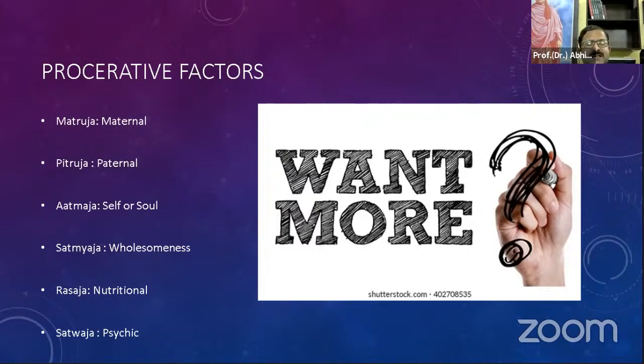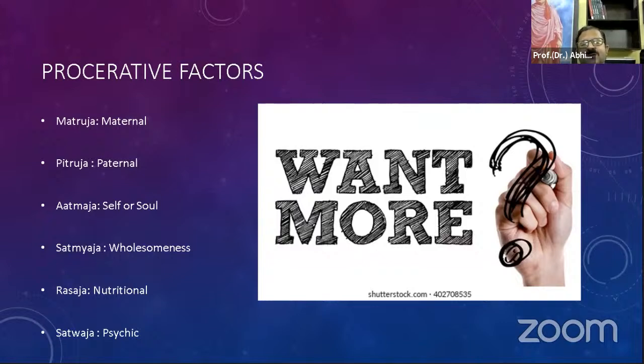After finishing the most essential factors, we will go to the procreative factors, because some other things are also required for proper embryogenesis. Our acharyas have mentioned it under the heading called Shadabhav, the Garbha Vruddhikara Shadabhav. Students often get confused between Garbhotpadak Bhav and Garbha Vruddhikar Bhav. They are totally different. Garbhotpadak Bhav, also called Garbha Sambhav Samagri, are Rutu Kshetra Ambu Bija, whereas Garbha Vruddhikar Bhav, also called Shada Bhav, are Matrush, Pitrush, Atmej, Satmej, Rasaj, and Satvaj.